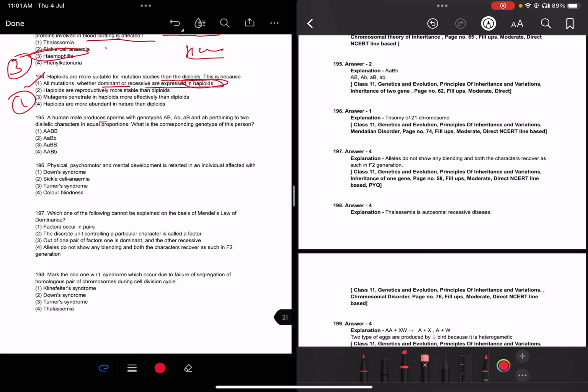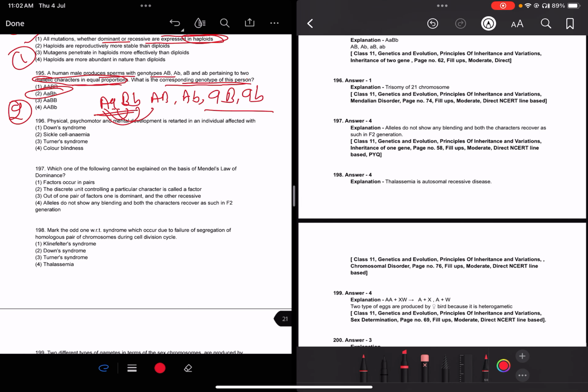195 question. A human male produces sperms with the genotypes AB, Ab, aB and ab, these four types, for two diallelic characters in equal proportion. What is the corresponding genotype of this person? A male produced sperm with these genotypes. What is the corresponding genotype of this person? Diallelic characters in equal proportion. If diallelic in equal proportion, it means this one should be equal. Only then this will occur. This all occurs because of this one only.